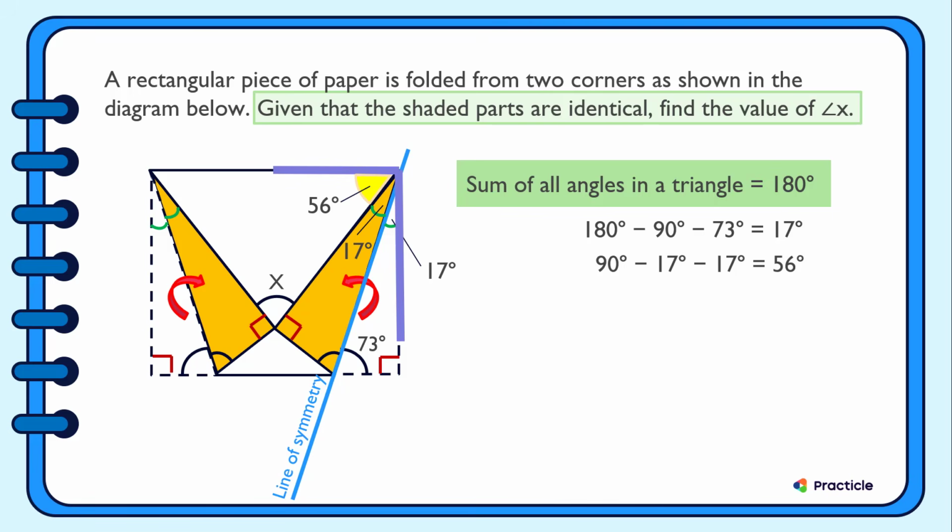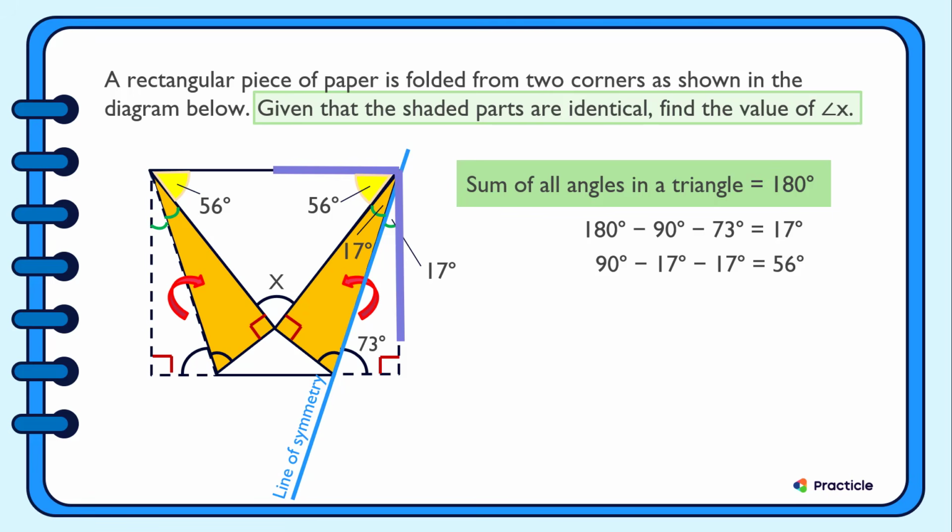Great! And here's where the magic happens. Can you see how this angle is related to angle X? Since this is an isosceles triangle, and this is one of the base angles of the isosceles triangle, this means that the other base angle must also be 56 degrees. Agree? And that's because the base angles of an isosceles triangle are always equal.